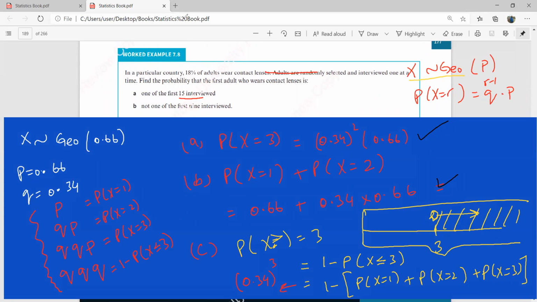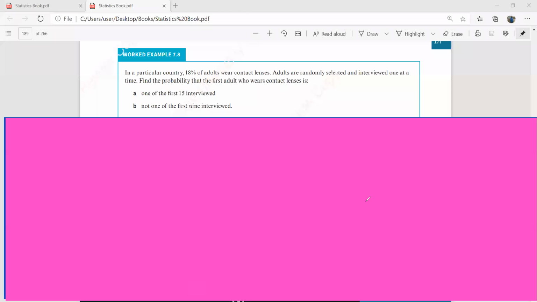This is the next question that you will be trying. You try this question. It says in a particular country, 18% of the adults wear contact lenses. Adults are randomly selected and interviewed 1 at a time. Find the probability that the first adult who wears contact lenses is one of the first 15 interviewed. I'll be starting by saying X is geometrically distributed with 0.18 as my probability of success. So this P is 0.18 and this Q is going to be 0.82.